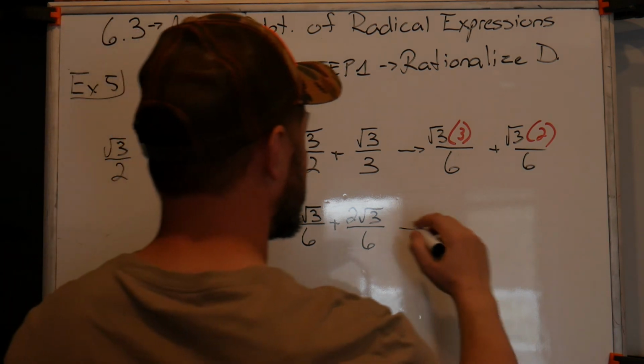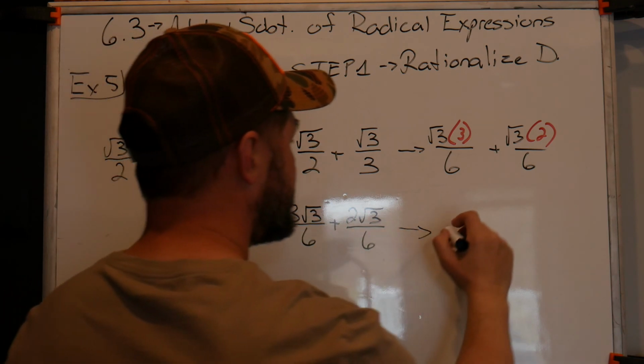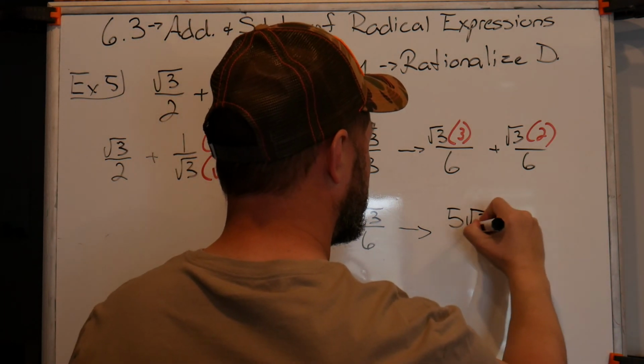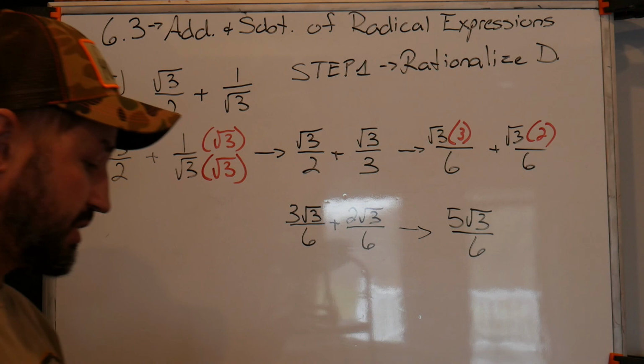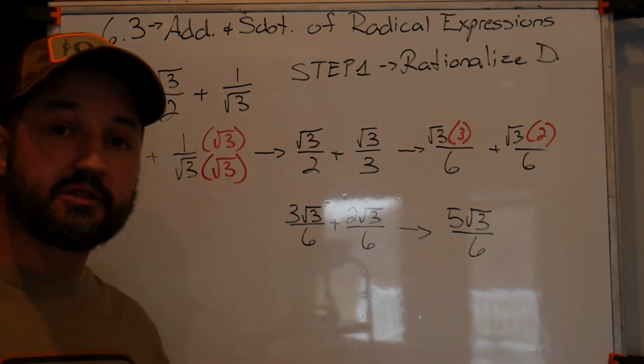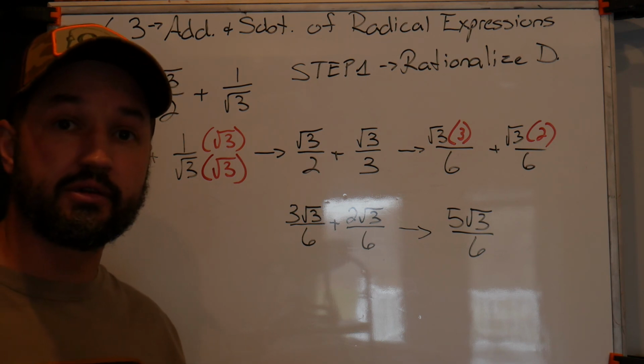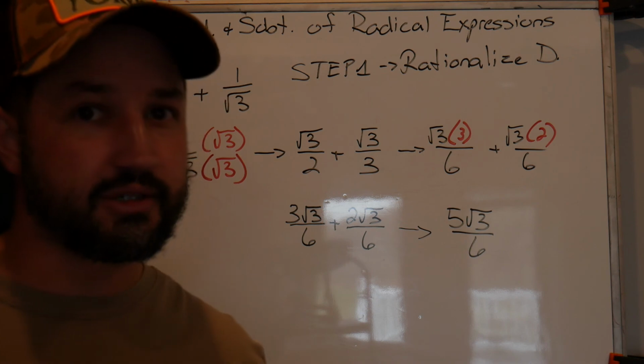The reason we changed each one and got an LCD is so that we could combine the numerators. I have a square root of 3 and a square root of 3. I have 3 of them here, 2 of them here. So I have 5 square root of 3s over 6. And that's it for section 6.3. So in a little bit, I'll come back with section 6.4 for even more enjoyment and fun. I bet you're looking forward to that.